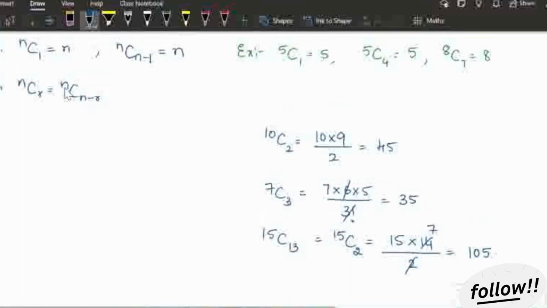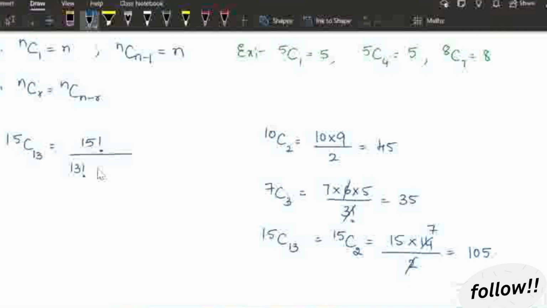So you can use this nCr equals nC(n minus r). You can try substituting this in the formula. You will know why we are using this. Basically, once you apply the formula, you're going to get the same thing. That is the reason. Say if I take 15C13, if I substitute in the formula, I will get n factorial divided by r factorial, which is 13 factorial, and (n minus r) is 15 minus 13, which is 2 factorial. I'm not going to simplify this. Suppose I try to find out what is 15C2, again n factorial is 15 factorial.